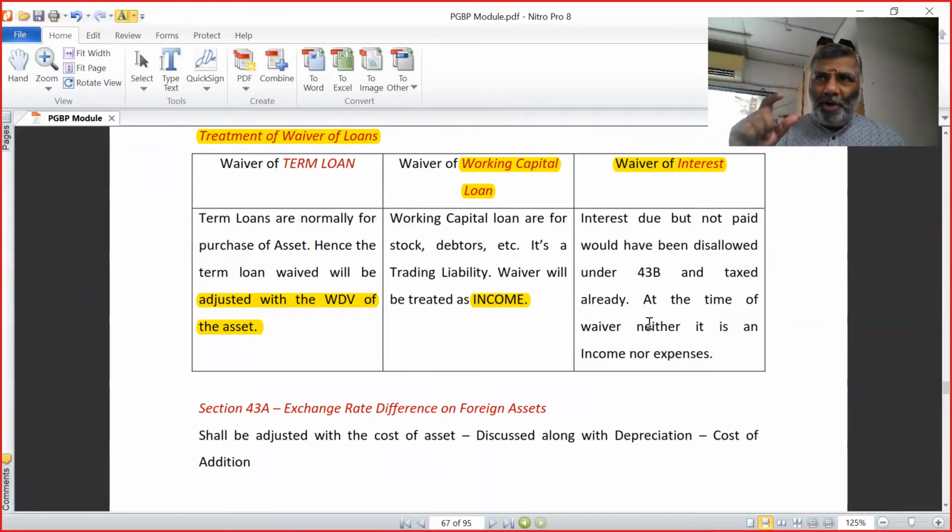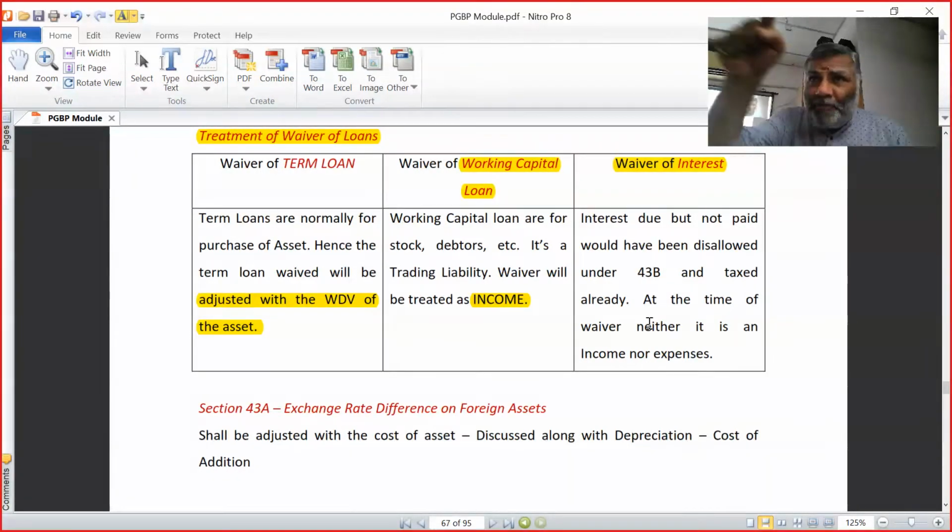Waiver of term loan, adjusted with the cost of the asset. Waiver of working capital loan, take it as income. Waiver of interest, no adjustment. I'll tell you two or three things in examination. The bank waived interest, which has been taken to income in the P&L account. Please understand in examination how this adjustment will come.